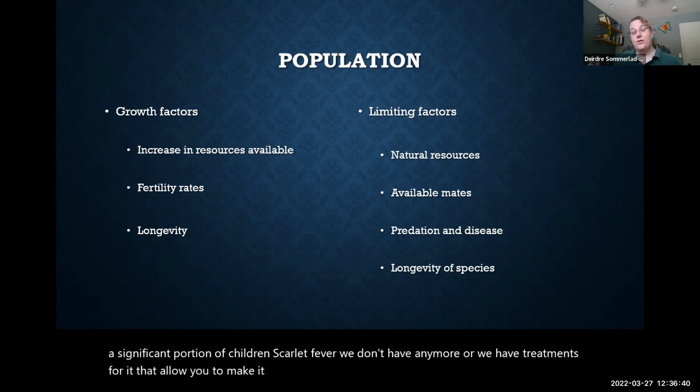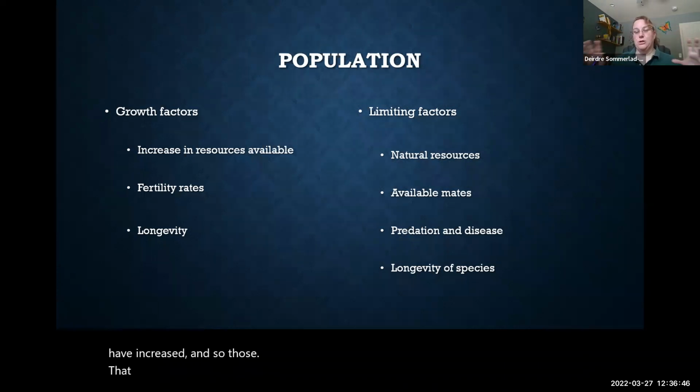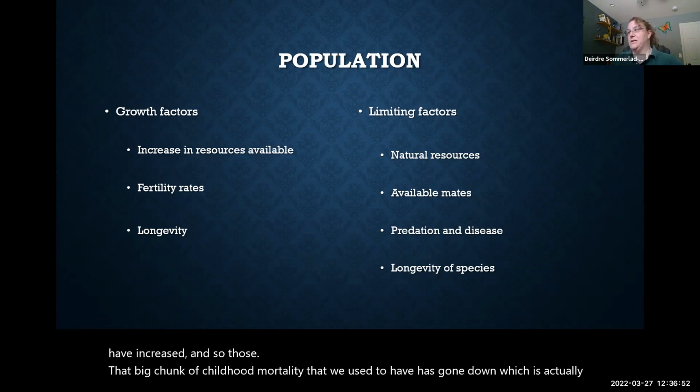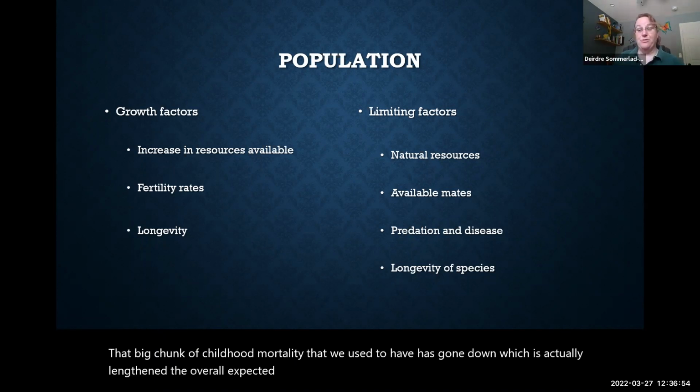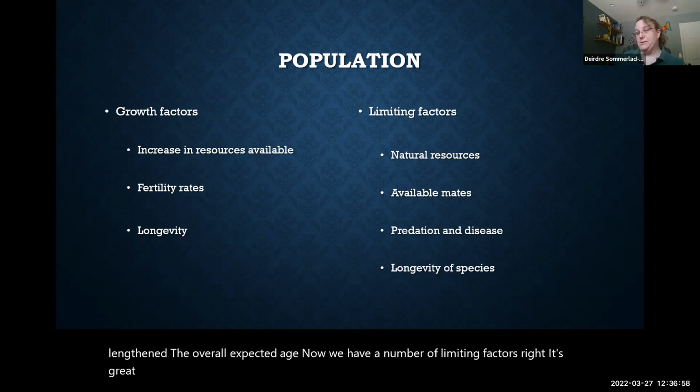So the odds of you reaching adulthood have increased. And so that big chunk of childhood mortality that we used to have has gone down, which has actually lengthened the overall expected age. Now we have a number of limiting factors, right? It's great if you have 16 kids, but if you can't feed them, they're not going to make it.